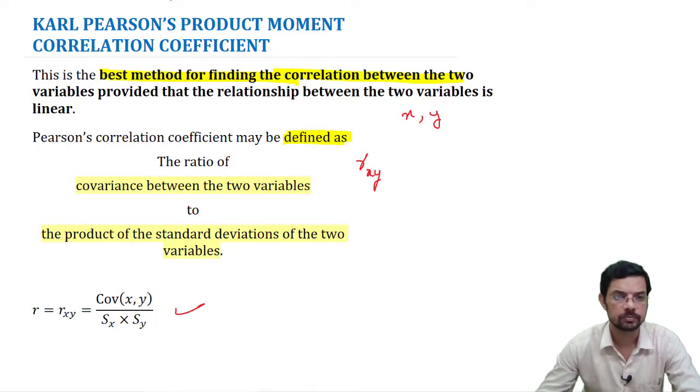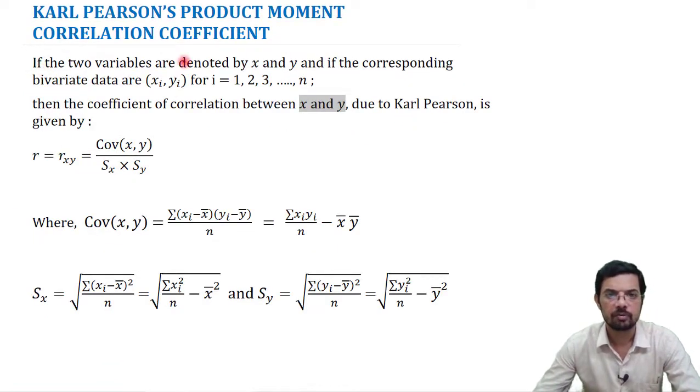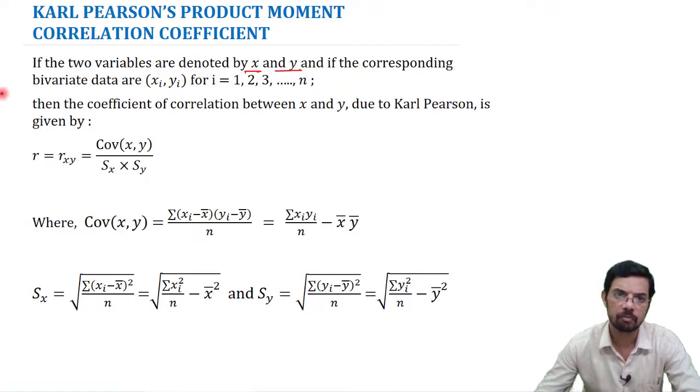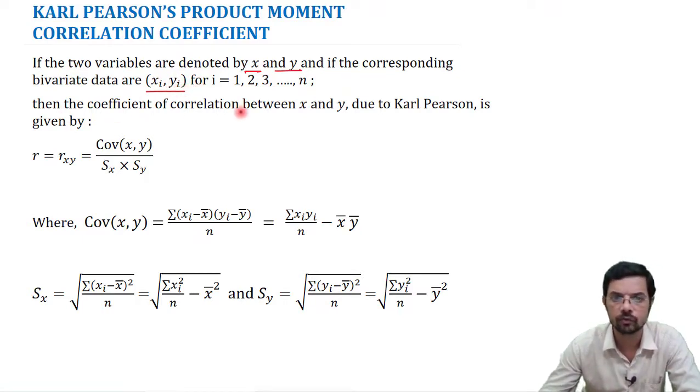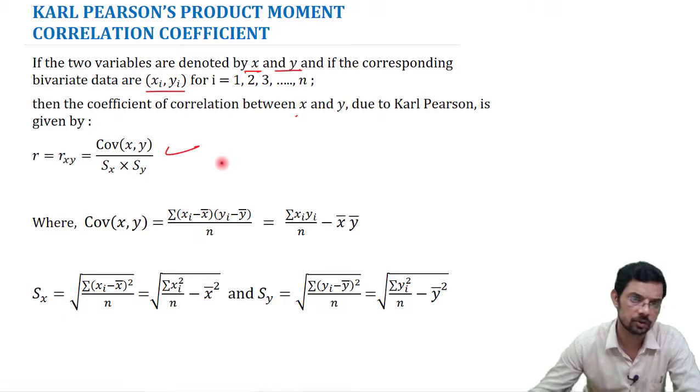Okay. Now, if the two variables are denoted by x and y, and if the corresponding bivariate data are xi, yi, for i equal to 1, 2, 3 up to n, that is, we can have n different pairs of x and y, then the coefficient of correlation between x and y according to Karl Pearson is given by this formula. We have discussed this.